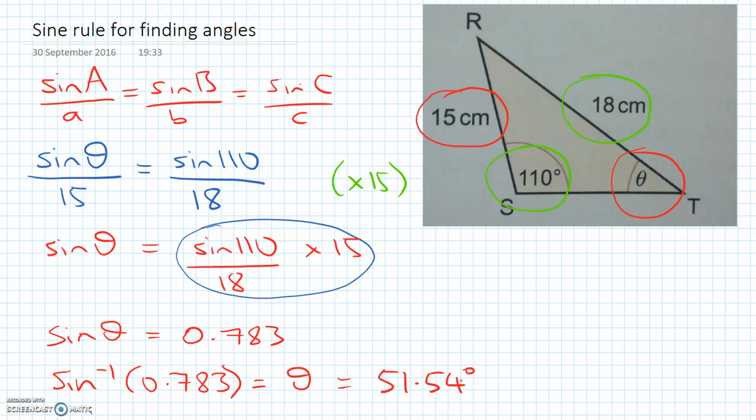Now again, the question might have specified a set number of significant figures or decimal places. So this time, let's imagine that we were asked to round our answer to 1 decimal place. We then correct, and we say that theta was equal to 51.5 degrees. Okay, so that's how you use the sine rule to find a missing angle. Don't forget the inverse sine at the end. Don't forget the shift button.